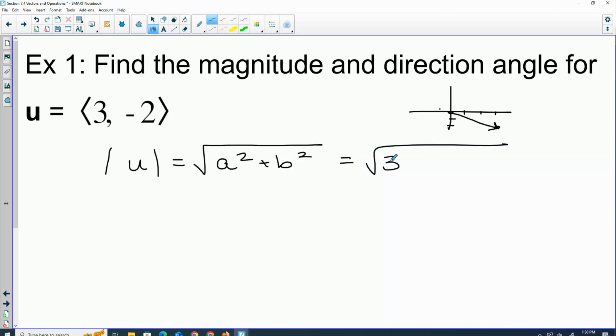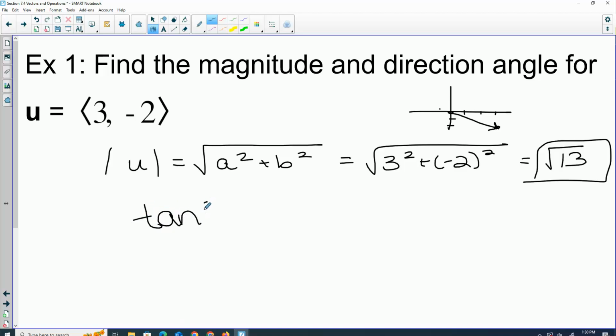So the square root of 3 squared plus -2 squared. And 9 plus 4 is 13. So magnitude is the square root of 13. If I ask you to find our angle, we are going to use that tangent of theta is b over a, opposite over adjacent.